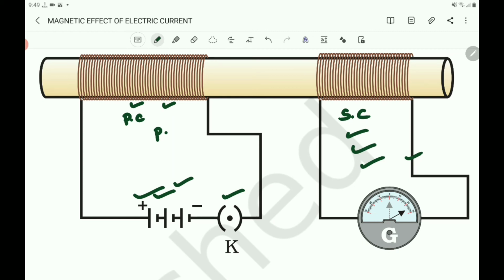This process by which a changing magnetic field in a conductor induces a current in another conductor is called electromagnetic induction.